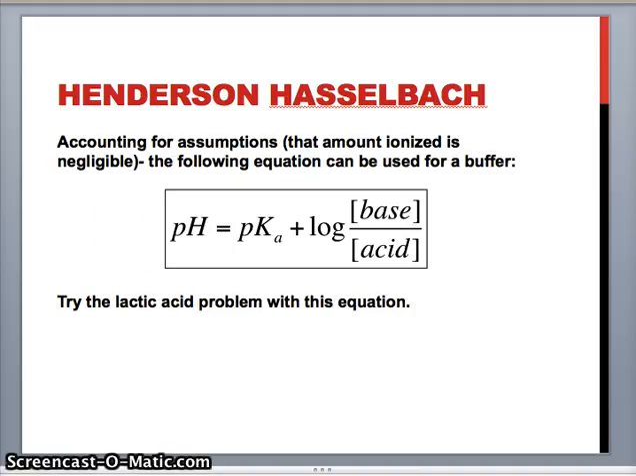And I'm going to quickly go through the derivation. You would never need to be able to go through the derivation, but it's good to know that this is a shortcut of how to do buffer problems where you don't actually have to do the whole ICE box method out.